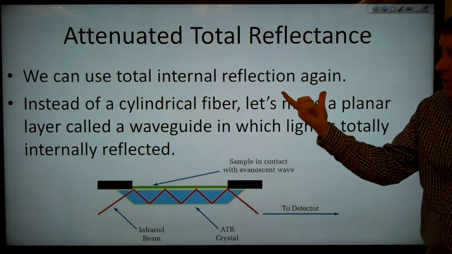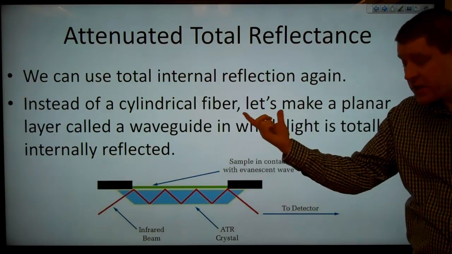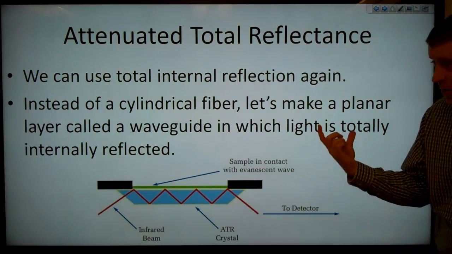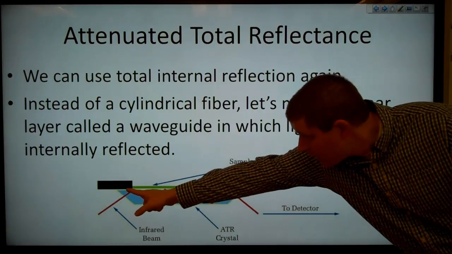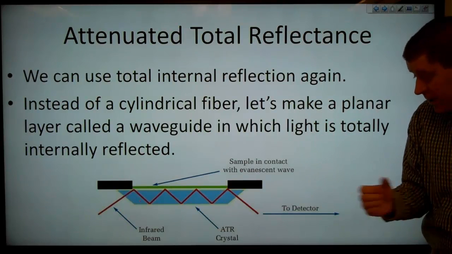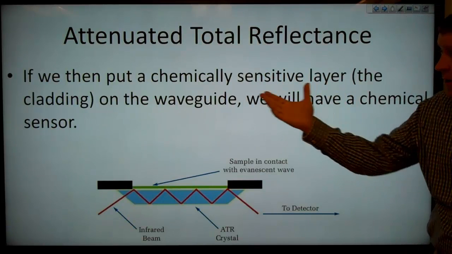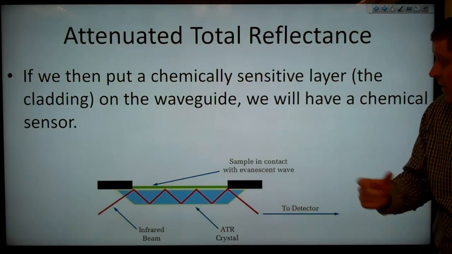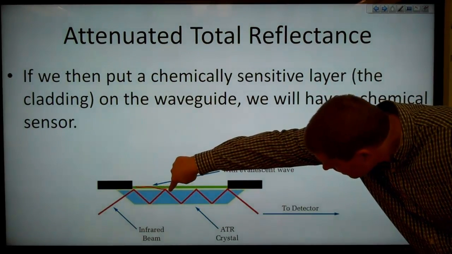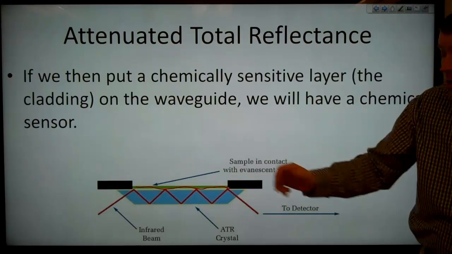So we can use total internal reflection again for attenuated total reflectance. Instead of a cylindrical fiber, let's make a planar layer called a waveguide in which light is totally internally reflected. So we have down here this layer in which our light is going in and it's being totally internally reflected, and then it comes out and goes to our detector. And if we then put a chemically sensitive layer, this is called the cladding, on the waveguide, then we will have a chemical sensor.